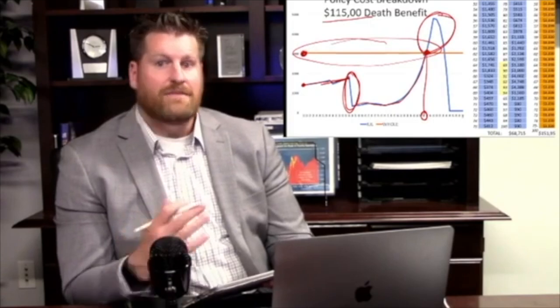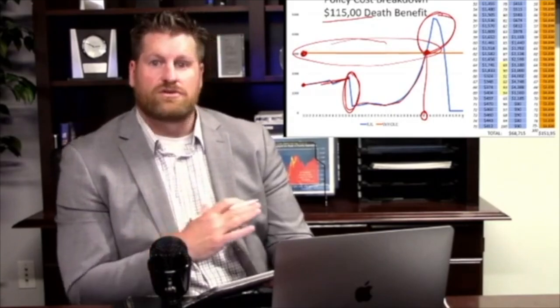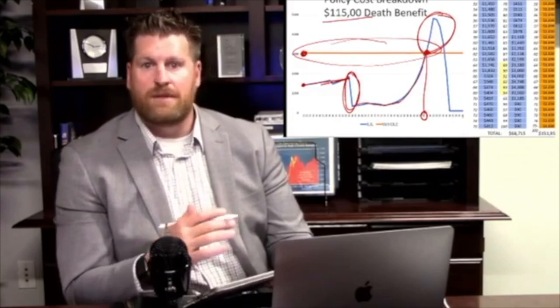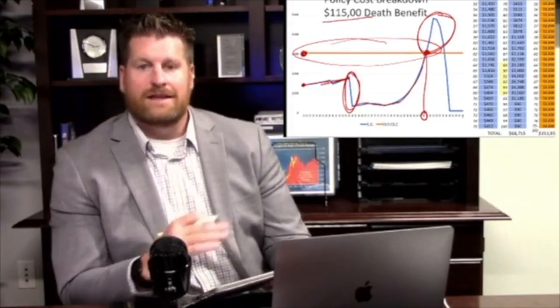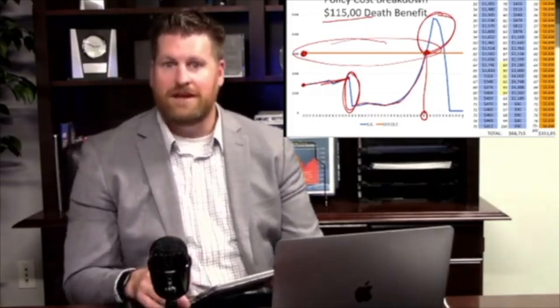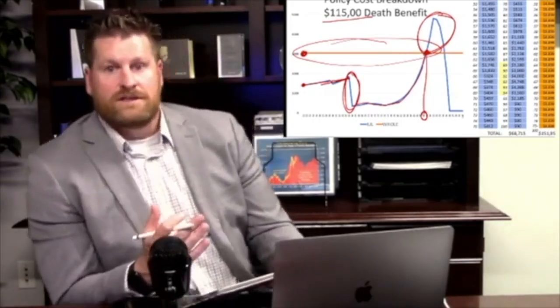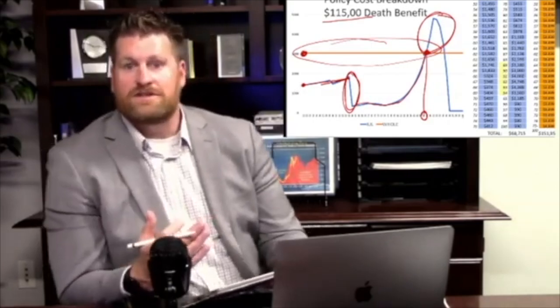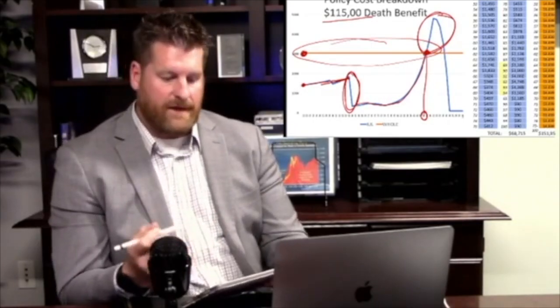Now granted, I'm not saying that whole life is bad or that you shouldn't do it. I think there's a place for it. I'm not a proponent that there's only one way to do it. I'm just showing you the numbers, okay? And the differences. Now, differences don't mean good or bad always. They're just different, right?